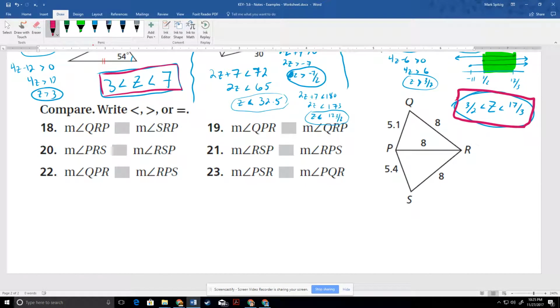All right, so now we look here. We have some hinge theorem going on and some other things, right? So we know that these are all congruent.